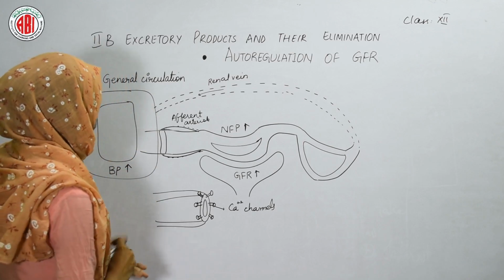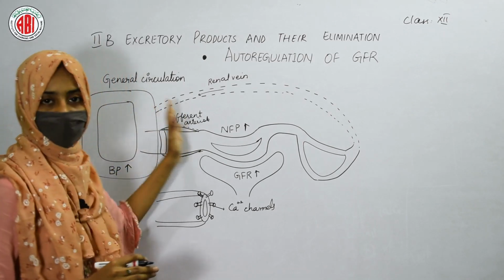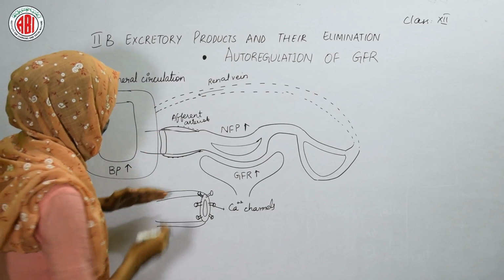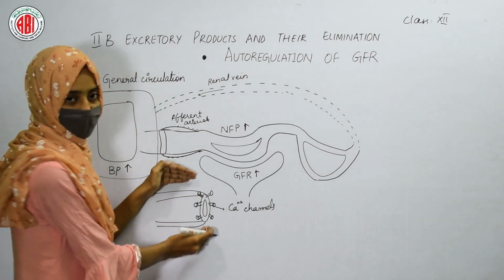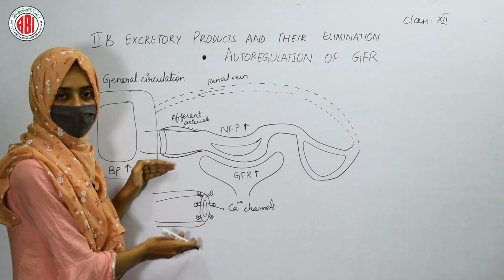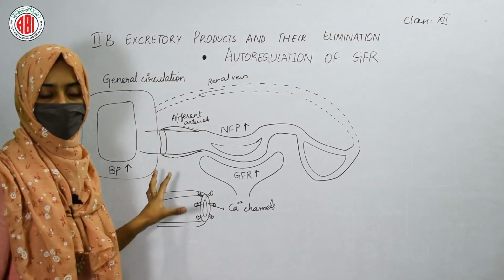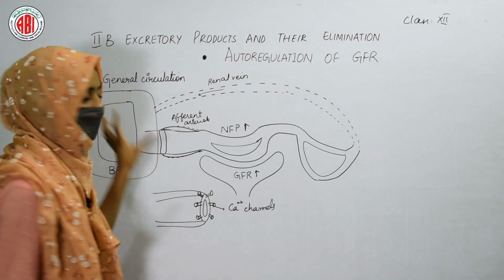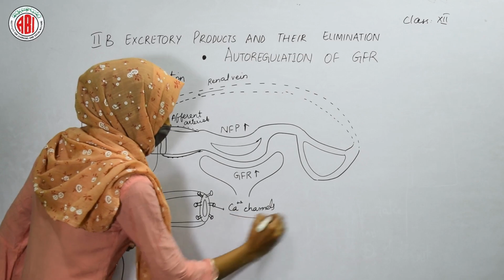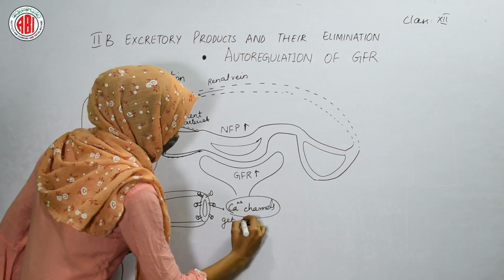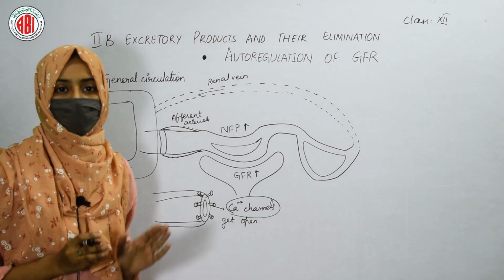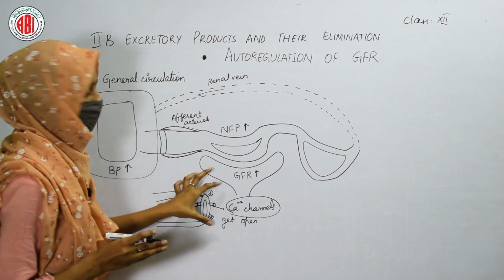Now, what happens when the blood enters with a high speed into the efferent arteriole? Firstly, the stretching of the wall of the efferent arteriole takes place. As soon as the stretching occurs, these channels get open. When the blood is flowing with a normal blood pressure, these channels were closed.